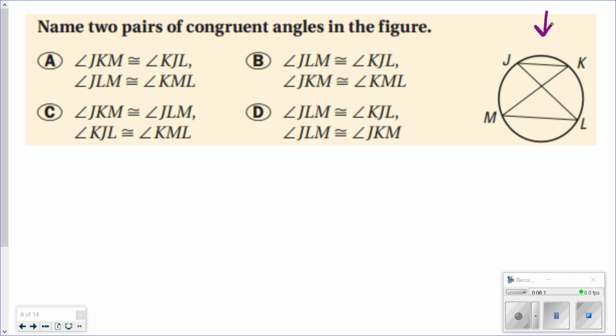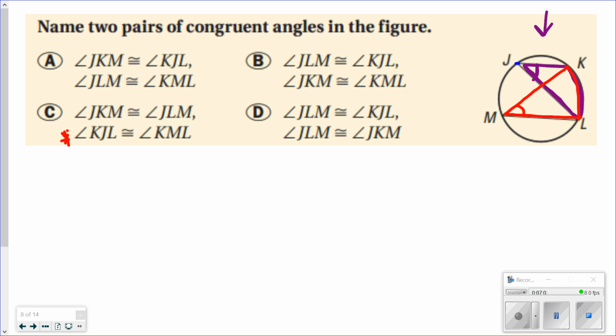All right, so looking at our figure, we see that we have this arc here, which is congruent to which intercepts that angle. And this same arc, KL, has this inscribed angle. So that means that angle KJL, which is in purple, is congruent to the red angle KML, which is right here. Now there are some other angles as well.